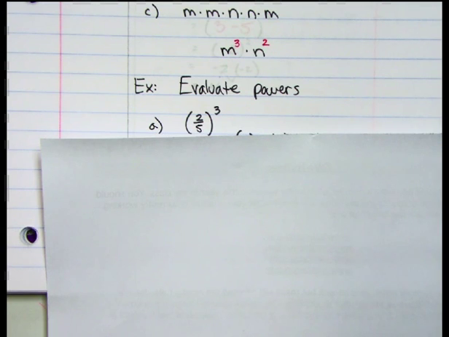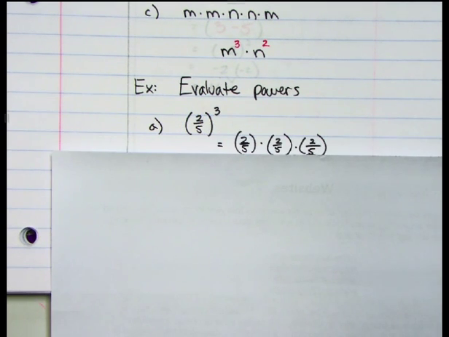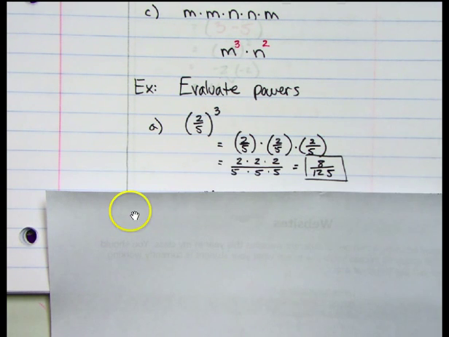All right, let's challenge ourselves. Let's throw in a fraction. Why not? Okay, so 2/5 to the third power. That means the base is 2/5. It's going to be multiplied by itself 3 different times. It would look like this: 2/5 times 2/5 times 2/5. And if you remember how to multiply fractions, you just multiply the numerators, 2 times 2 times 2, which is 8, and then multiply the denominators, 5 times 5 times 5, which is 125.